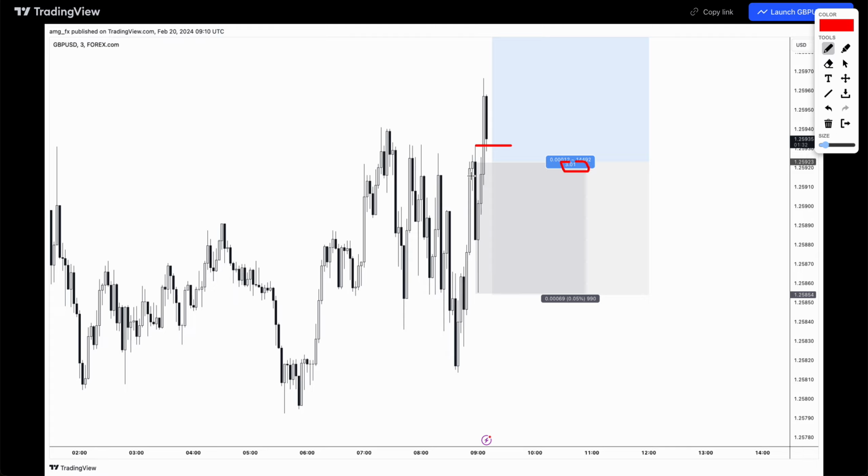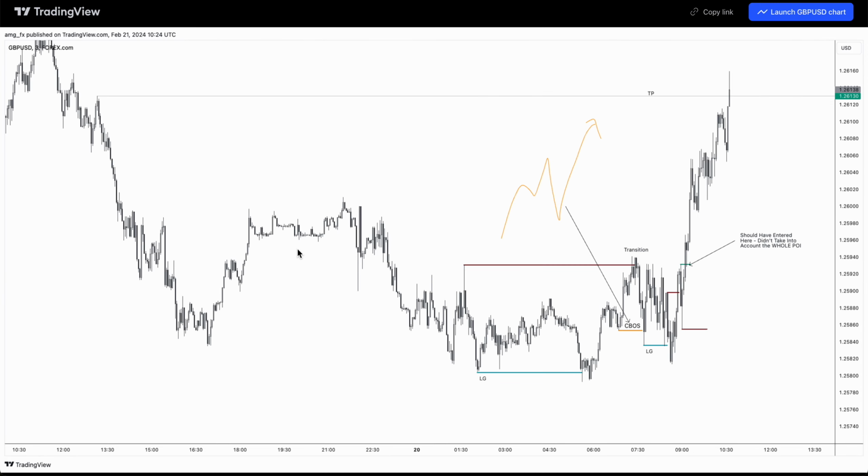Because I didn't draw my box a little bit higher for the full POI, which is this high to this low. Or it wouldn't have been a 1 to 3 in this case. It would have been like a 1 to 2.8, but still, I would have missed out on 2.8% profit, which is ridiculous, just for a silly mistake like that.